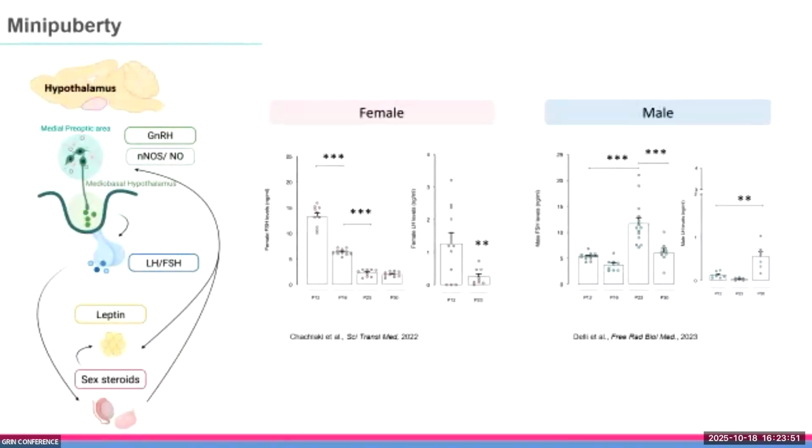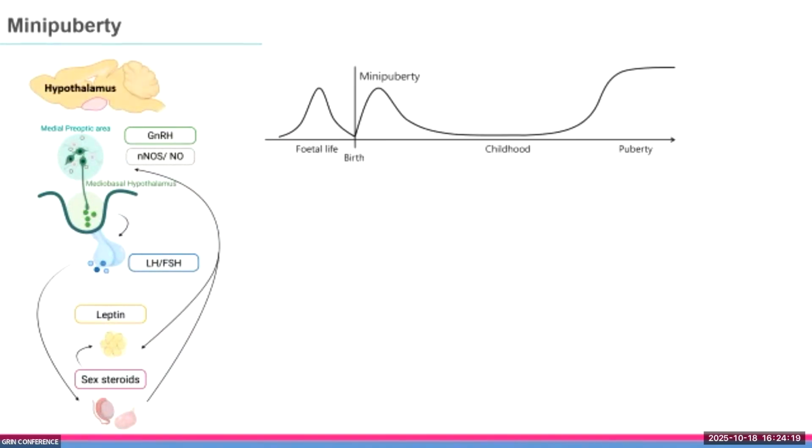And when we went back a bit into the axis to see what is happening in the rest of the axis during that period, we realized that this period also corresponds to the first rise of the FSH levels, meaning this activation of the pituitary in the females. And at P23, as you can see here, it corresponds perfectly once more with the FSH levels, meaning that basically GnRH neurons and NOS neurons mature at the same time.